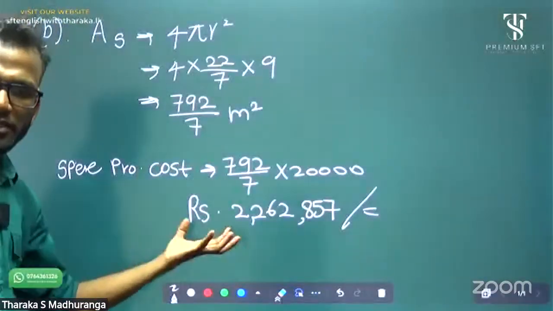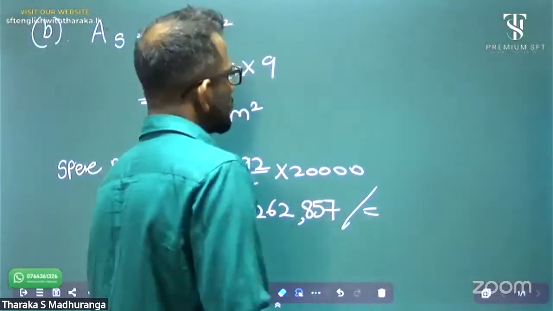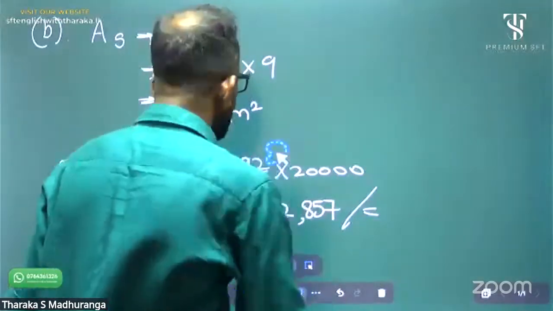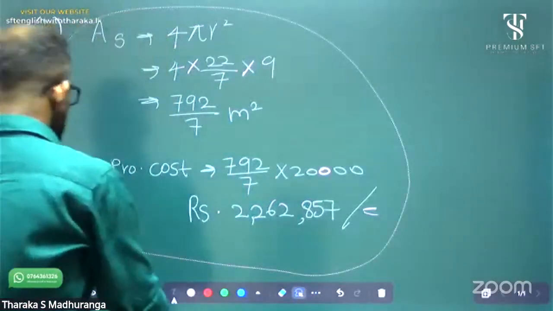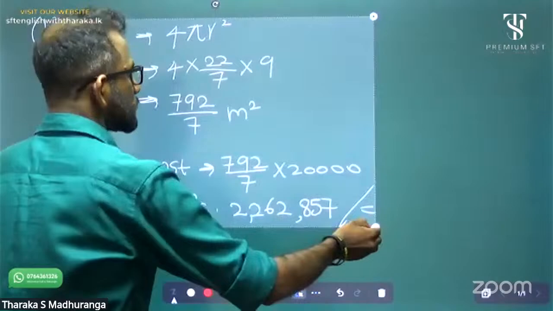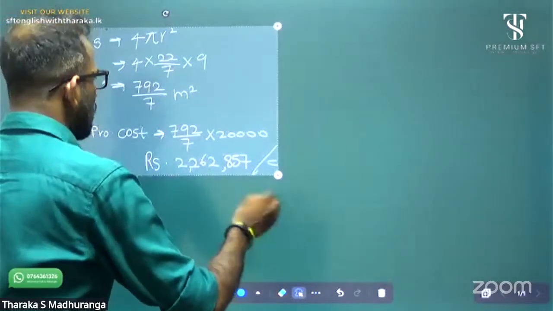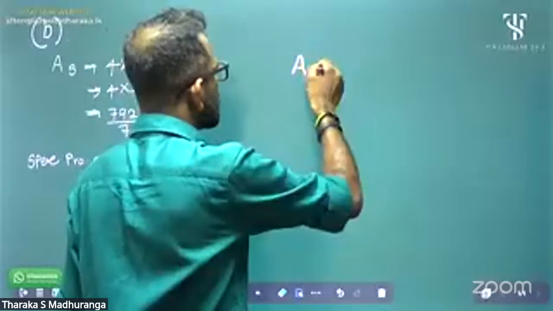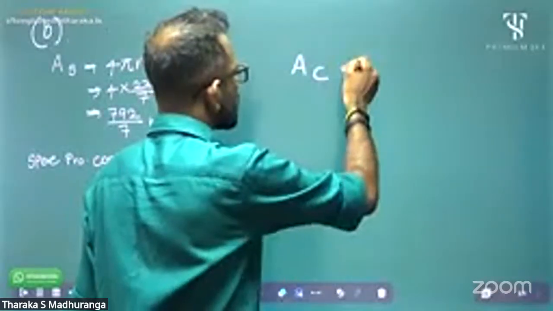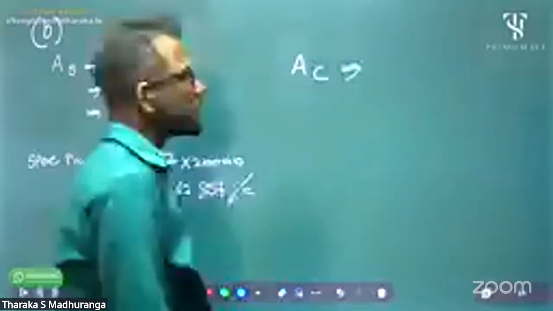Okay, this is a production cost. The same method you can follow for the cylinder as well. First, you can get the cylinder surface area, not cross section area. What's the equation for a cylinder?